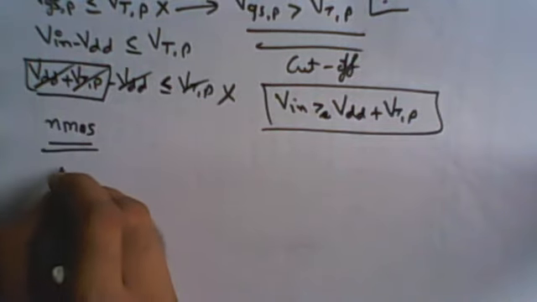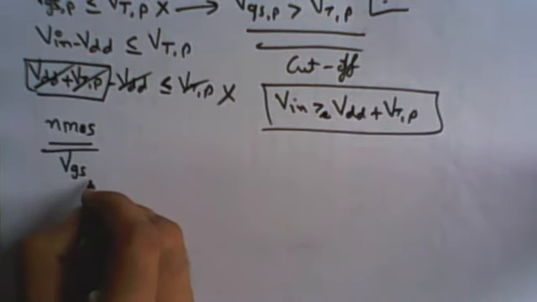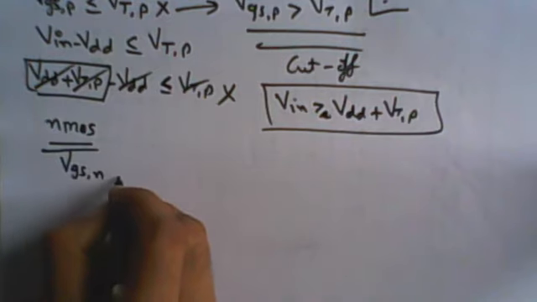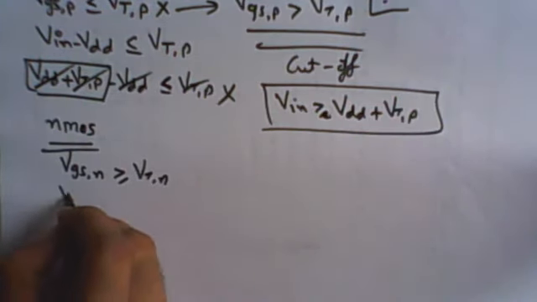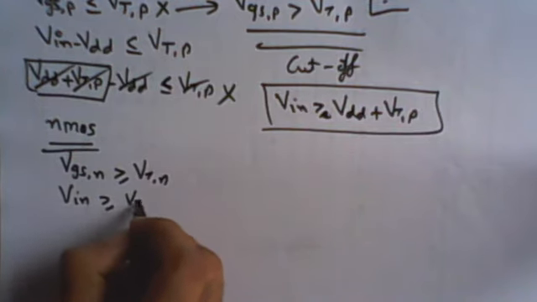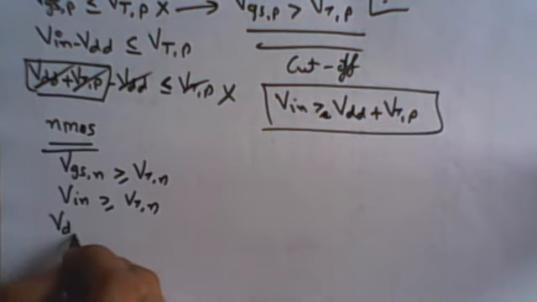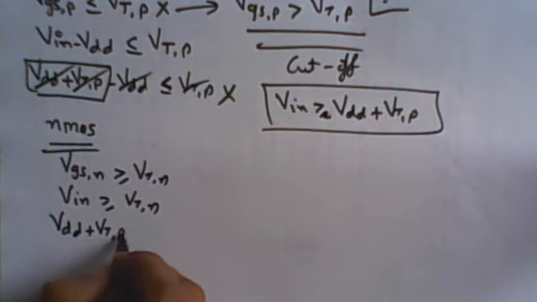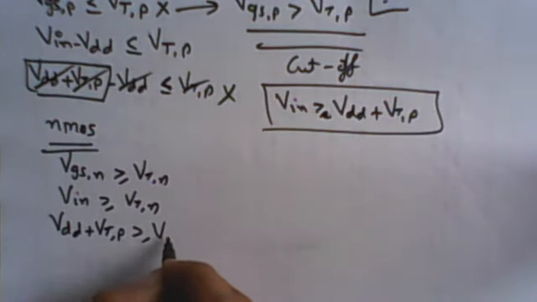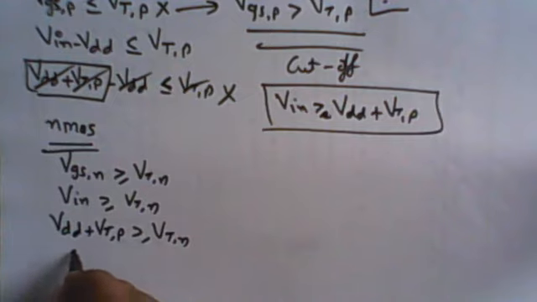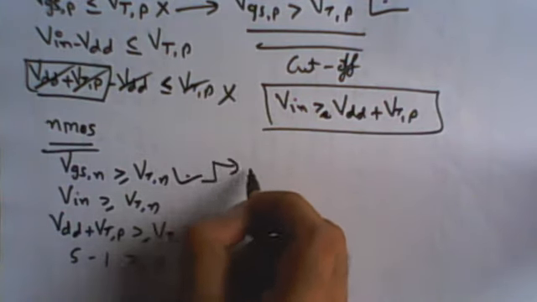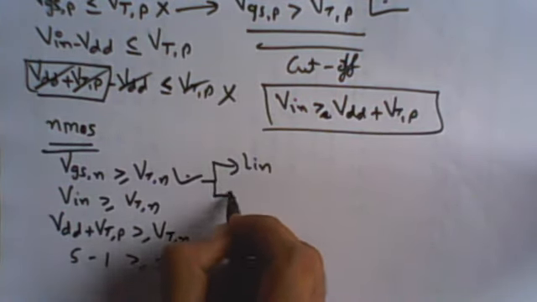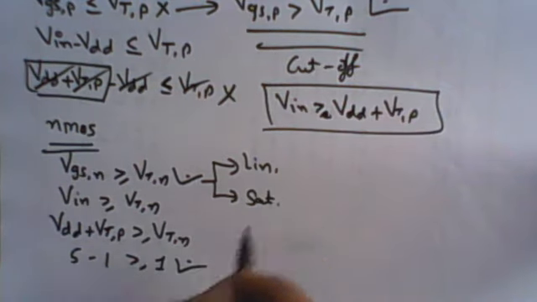Let me find the operating region when input is greater than VDD plus VTP. So is VGS greater than or equal to VTN or not? Input here is VDD plus VTP or greater than that. Is it greater than VTN or not? 5 minus 1 is greater than 1. Yes, this condition is satisfied. That means the nMOSFET operates either in linear or in saturation region.